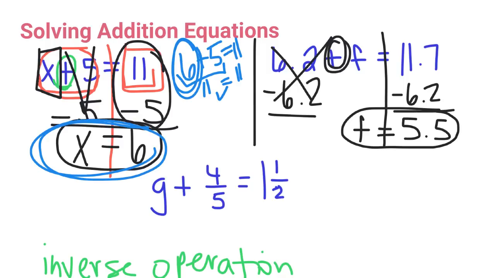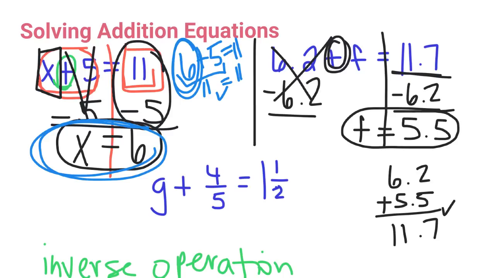I can then go back and check. I can do 6.2 plus 5.5 and hope that I get 11.7. 5 plus 2 is 7. 6 plus 5 is 11. Bring down my decimal. So 5.5 would be my answer for this equation. So f would be equal to 5.5.